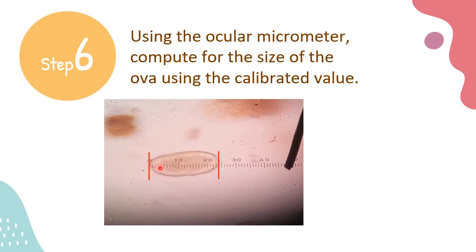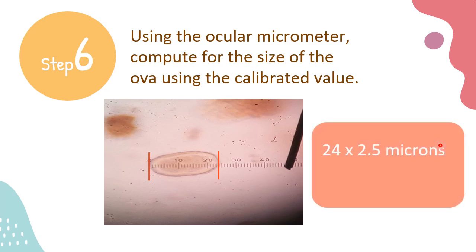So how many ocular units did you count? That is 24. And remember that each line of the ocular micrometer is calibrated to be 2.5 microns each. So very easy, just multiply the number of ocular units you have counted times the calibration value. So that's 24 times 2.5 microns. So the answer would be 60 microns. So your 60 microns is the actual length of the organism that we are measuring.